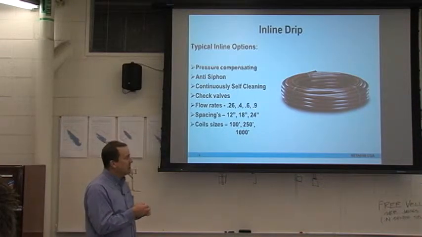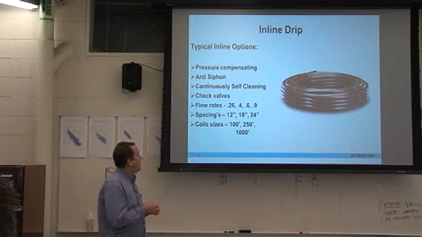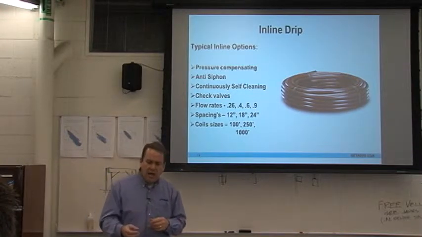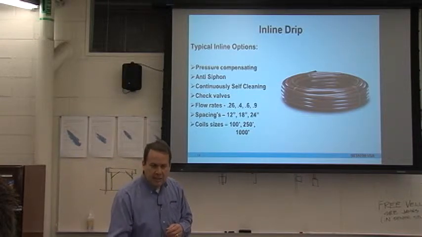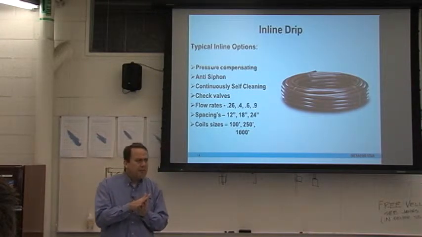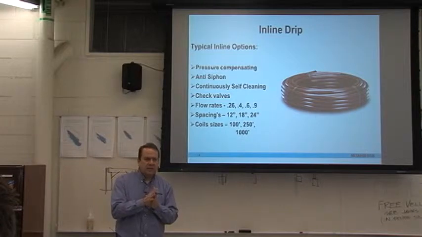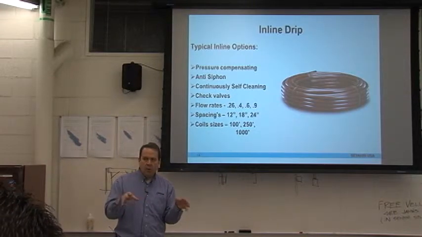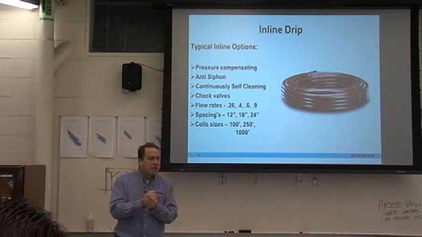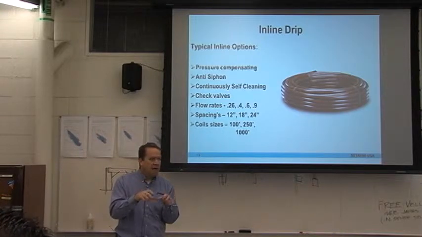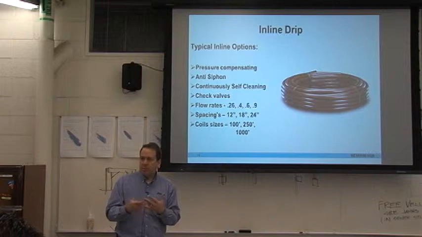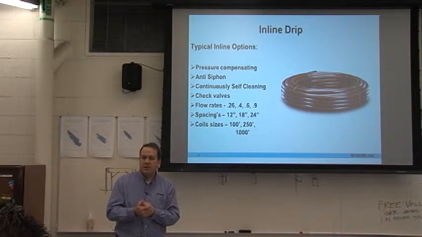It's continuously self-cleaning, I won't get into that. Check valve, there is a check valve. Not all emitters have check valves, but a check valve is a nice feature. Basically, once the tubing or the emitter fills up with water and it starts putting out the water, when the valve closes, the emitter will shut off and not allow the water to drain out of the tubing. Okay, not all drip products have that. Some do and some don't.